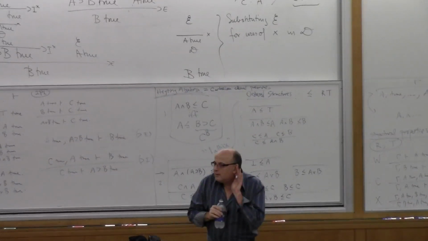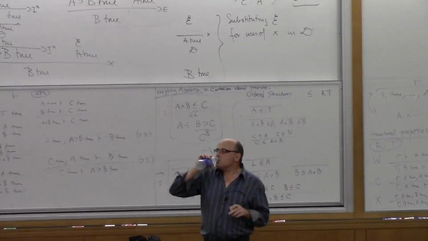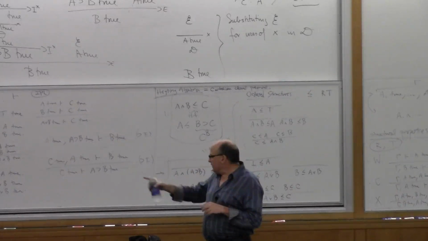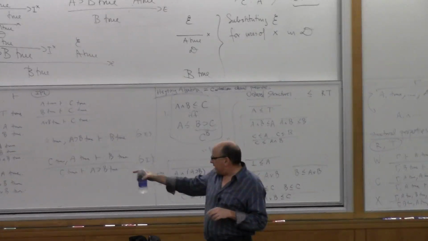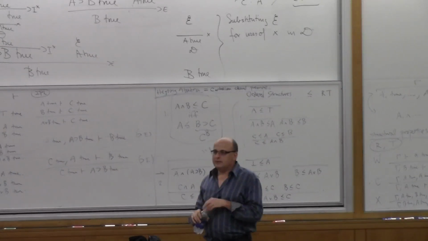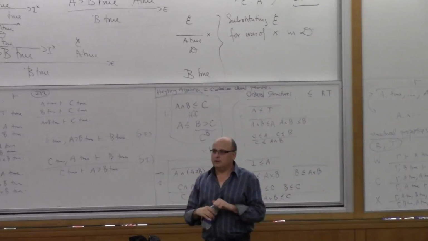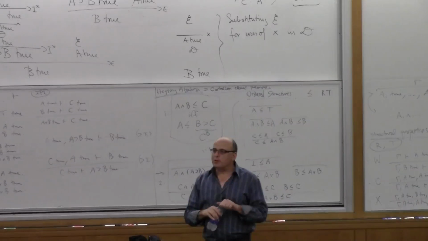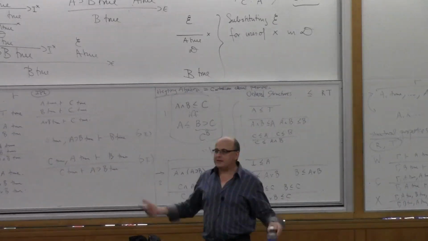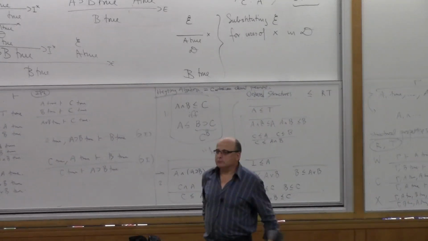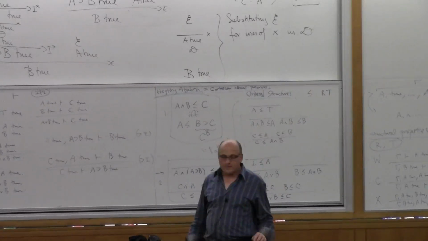I'm trying to pin down what you mean by decidable. So are you saying that, for example, P equals NP is not decidable at the moment? Yes, at this moment, yes. Because it's not the case that I can prove A or not A is true. Okay, yes?